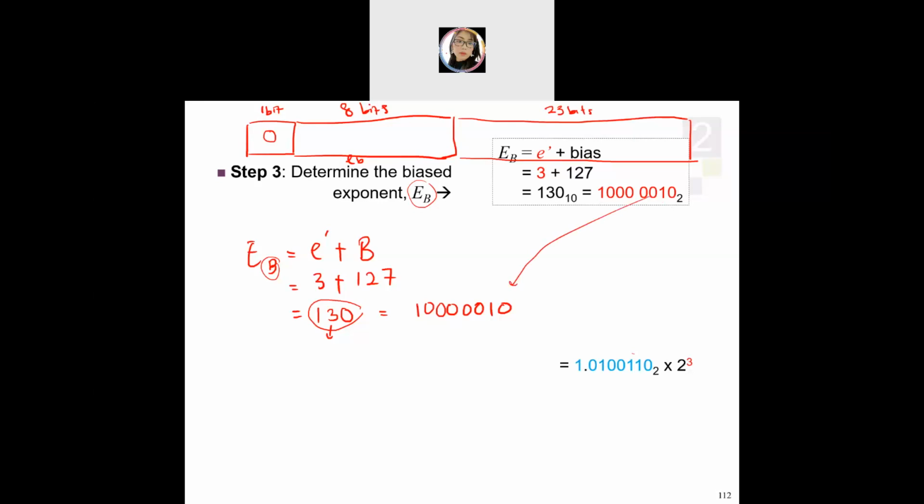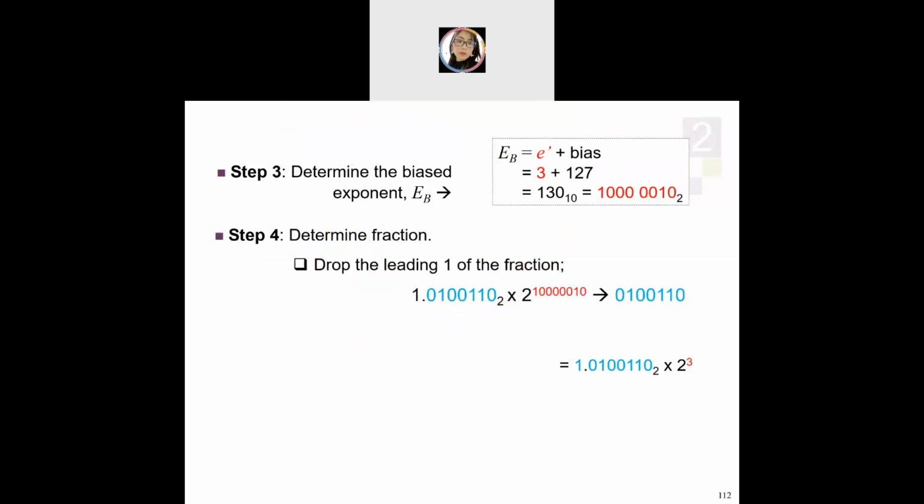Okay, similar. Now you are going to place this fraction. Now you need to determine your fraction. There are several things. You need to drop the leading 0, the leading 1 in the fraction here. You need to drop it and pick the rest and put it into your format.